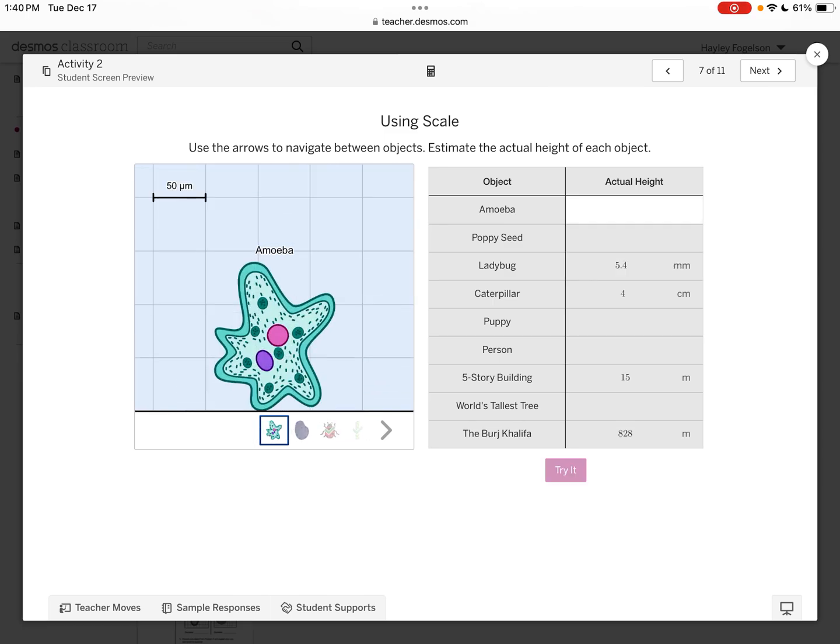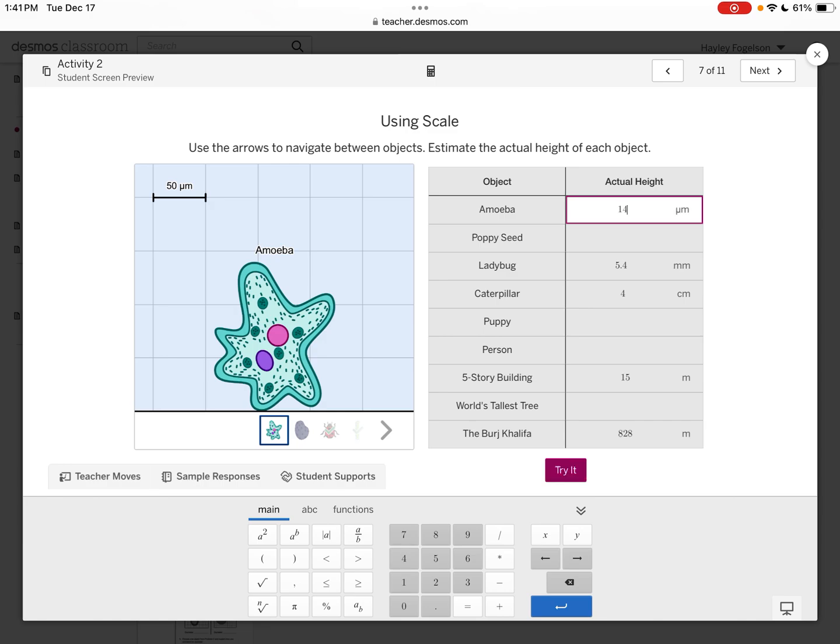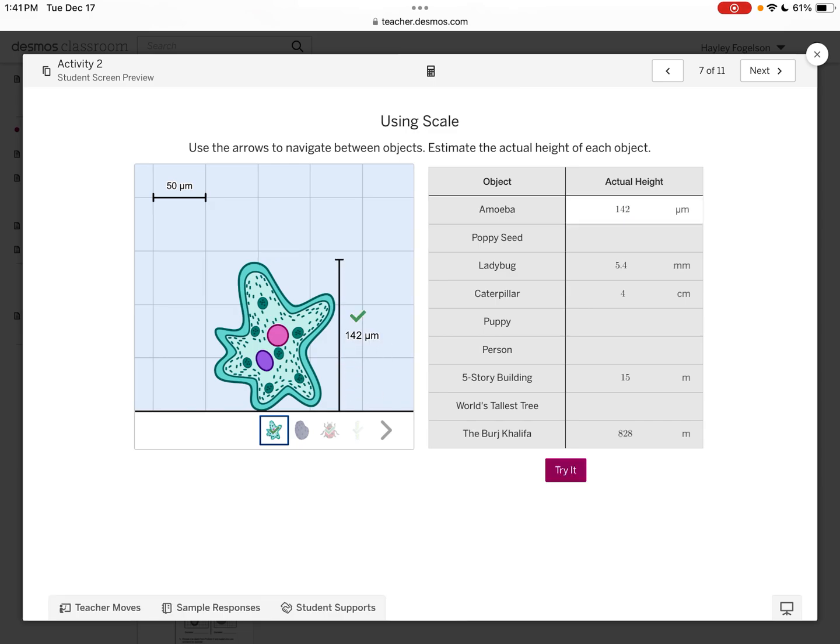And lastly, let's check out our amoeba. So this one, each box is 500. Well, if I take a look, I see 2 full boxes, so that's 100. And then I would guess that it's not quite 150, so I'm going to say 142. See if I'm right. All right, that works. Remember, you are estimating. We know it's more than 100, but it's less than 150, so you kind of have to do a little guessing.